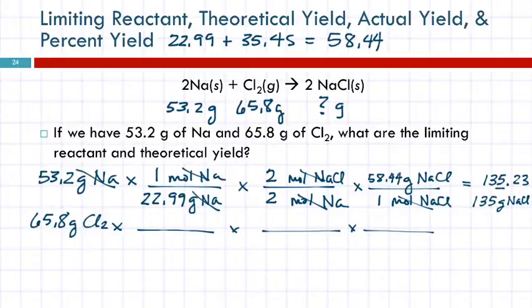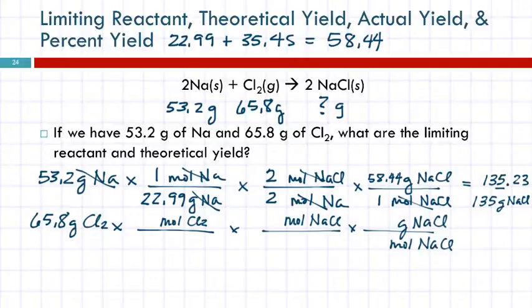Grams of chlorine to moles of chlorine to moles of my product, sodium chloride, to grams of sodium chloride. And then I put the units in the denominator so they cancel. I want moles of sodium chloride to cancel. I want moles of chlorine to cancel. And I want grams of chlorine to cancel.